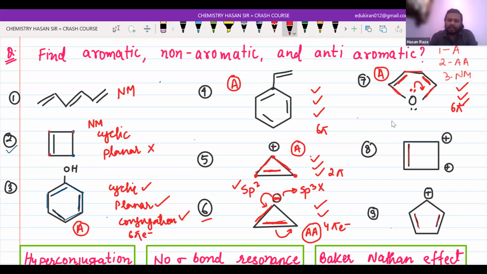Now you can think about this cyclic structure. Planar, all the carbon is sp2 hybridized, and this is in conjugation, pi, sigma, vacant orbital. So this is in conjugation and it is aromatic. And if you check this, this is also aromatic. Not aromatic, anti-aromatic it is. Why? You can see cyclic, conjugation, planar, and how many pi electrons? 4 pi electron. 2 pi bonds are there, 4 pi electron. That's why it is anti-aromatic.